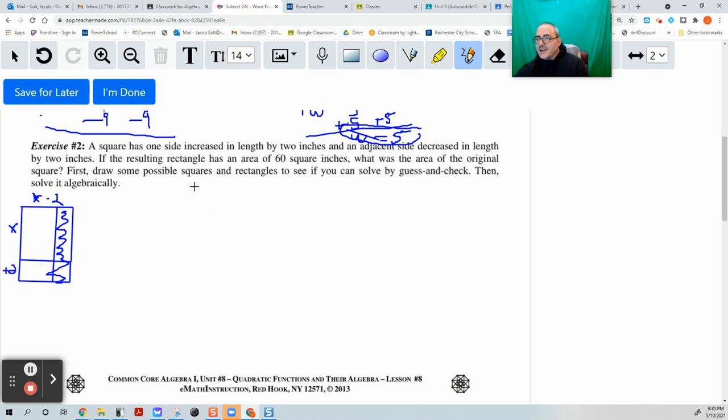So let me play with some ideas. I know the resulting rectangle has an area of 60 square inches. So this side has to multiply by this side to give me 60. What are some possibilities? Well, 10 and 6 are an obvious possibility. Let me see if that fits. Could this have been 8? If the square had a side length of 8, and I added 2, that would give me 10 on this side. And if I subtracted 2, it'd give me 6 on this side. Hey, a little guess and check, a little intuition, and that works.